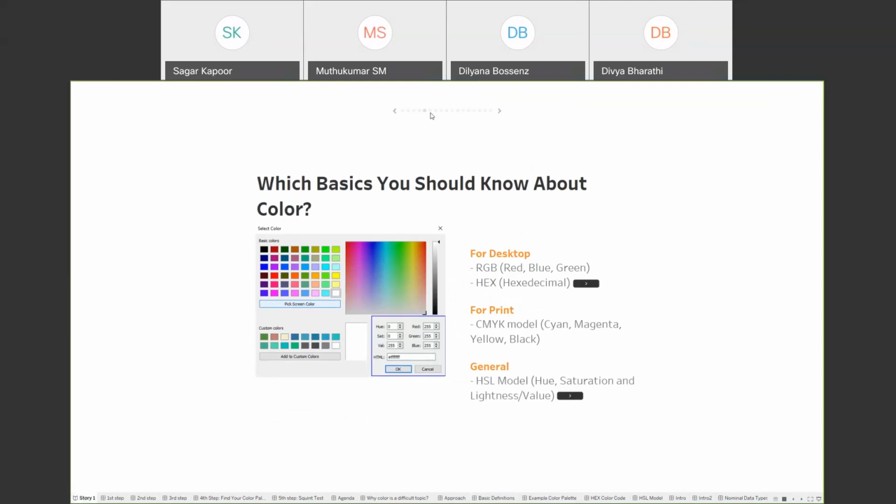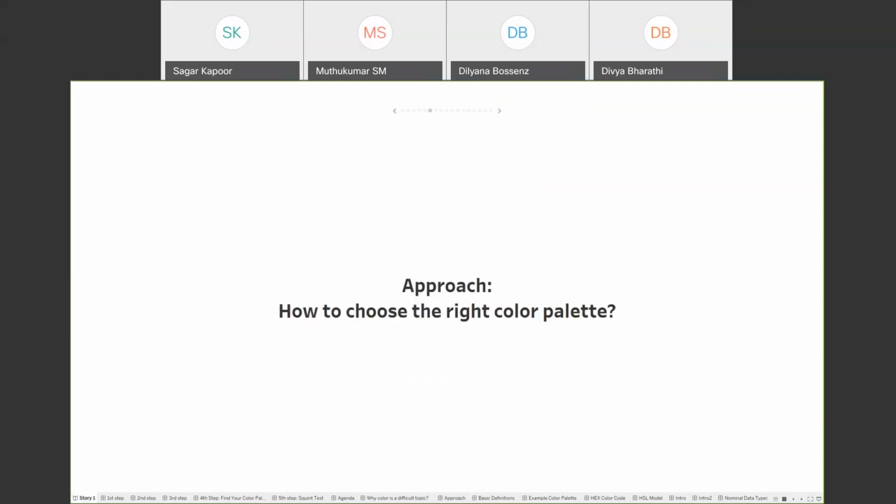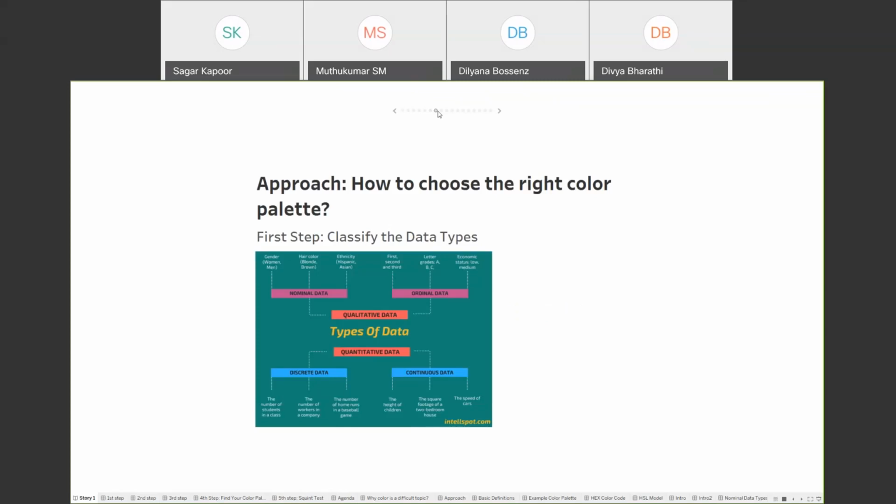I think this was enough of the theoretical part. So now you have a good understanding of these basic definitions. And I would suggest that we have a look at an approach for selecting a color palette. So, how to choose the color?